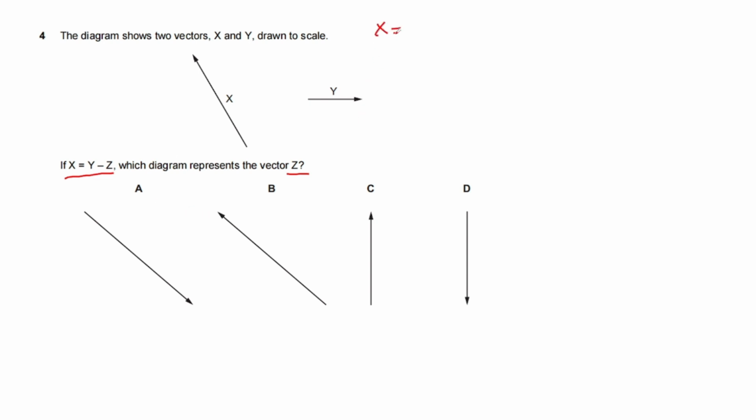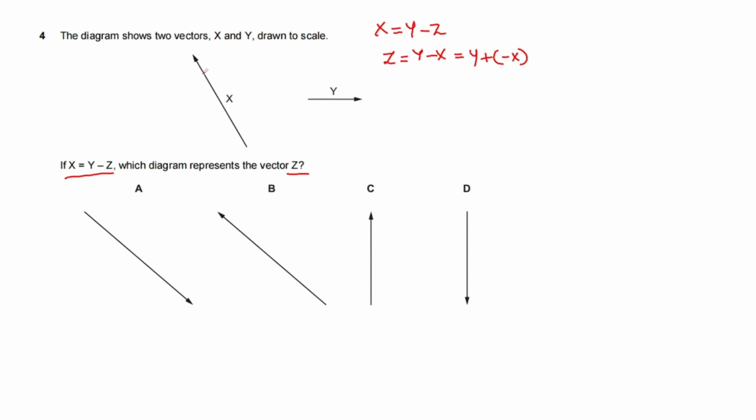X is equal to Y minus Z. Please rearrange this equation in order to find Z. So Z is equal to Y minus X. How do we subtract two vectors? You can subtract two vectors, or you can add the negative of one vector, like Y plus minus X. If you consider the negative of X and add it to Y, you will get the Z vector, right?